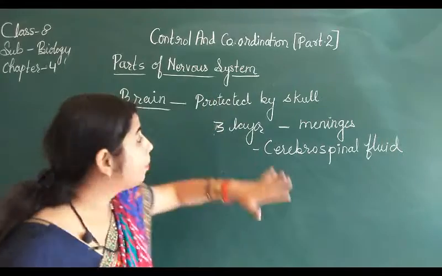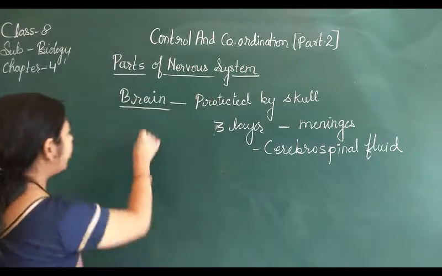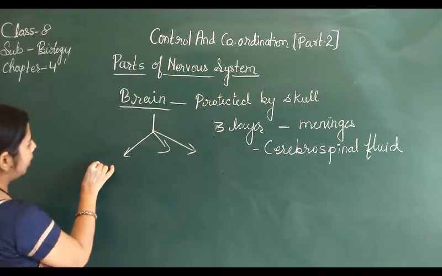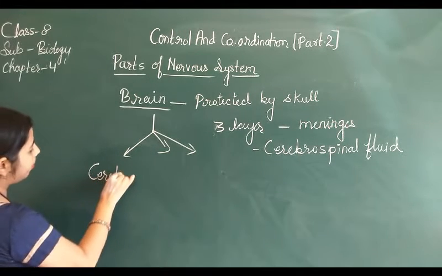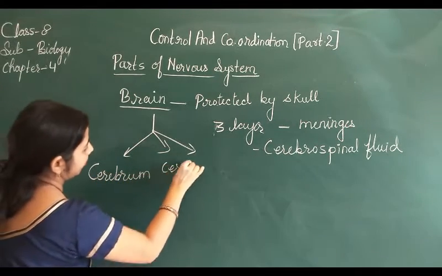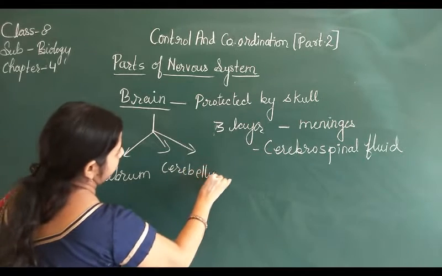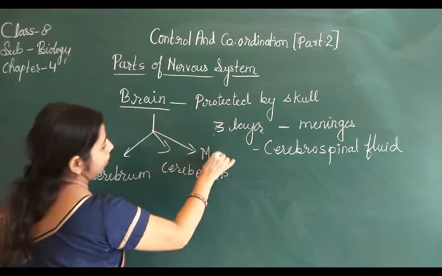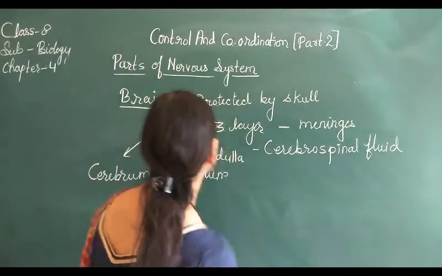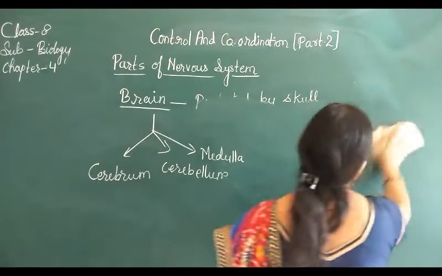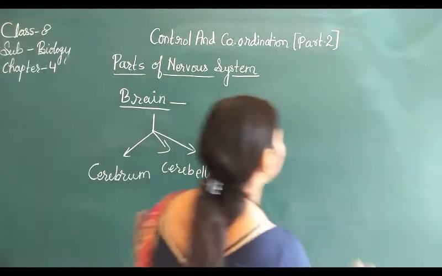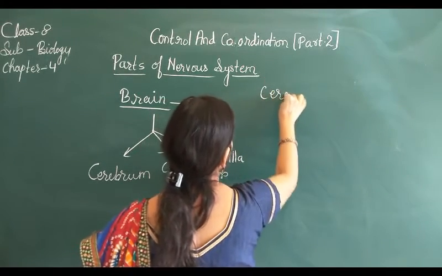Now the brain also has three parts. What are the three parts? Cerebrum, cerebellum and medulla. That means the brain further has three parts: cerebrum, cerebellum and the medulla. So first, cerebrum.